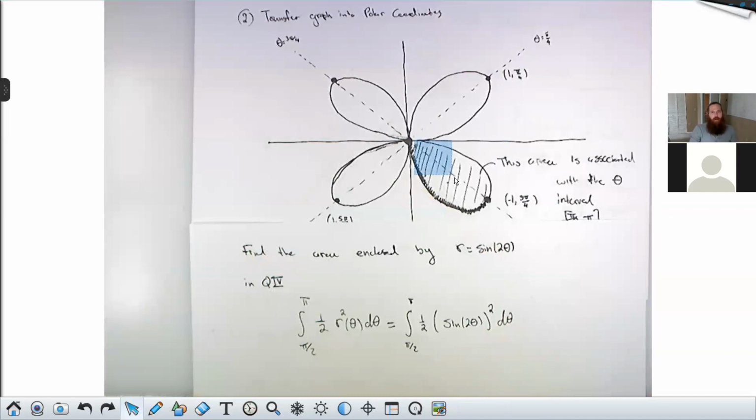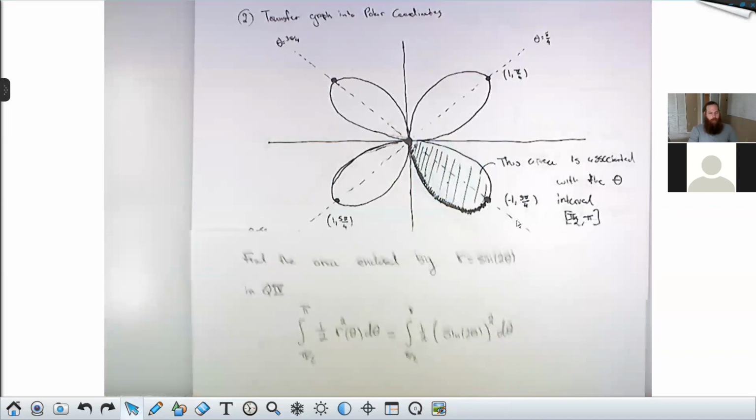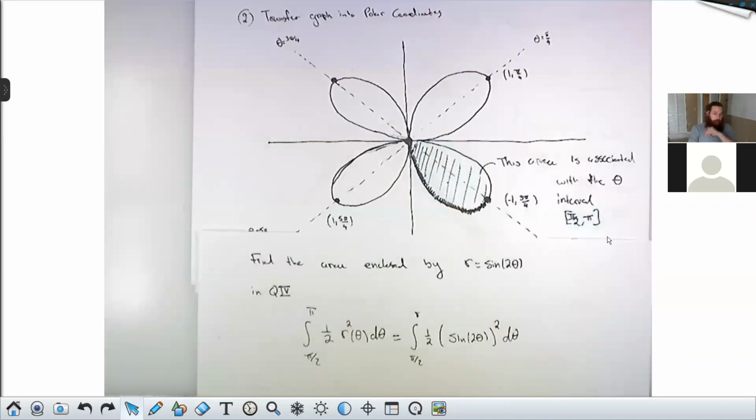So are we comfy with why this guy comes from the pi over 2 to pi interval? That tends to be the hardest part. Because if I just gave you this picture, you would say, oh, well, this is from 3 pi over 2 to 2 pi, because it's quadrant 4. But we have to remember that this petal came from a part of the original graph where r was negative. So it's really like a reflected version of this petal. It's really coming from what would normally be drawn over here, reflected through the origin. So that's pi over 2 to pi.